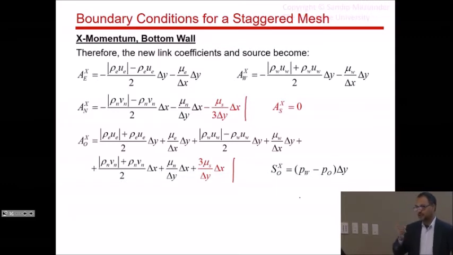So that's what you have here, a contribution to the diagonal, a contribution to the northern coefficient. Now, if the velocity at the bottom wall wasn't 0, then you would get a contribution to the source also, which I will show you for the top wall, okay? And then everything else stays the same.